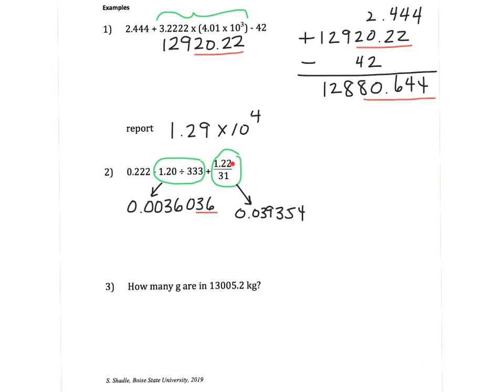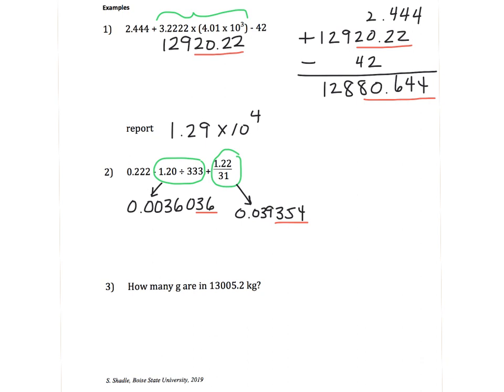Here I've got 3 sig figs divided by 2 sig figs. So that means my result can only have 2 sig figs. Remember that the zeros out in front are not significant, so my first 2 sig figs are the 3 and the 9, and then the rest of them will be insignificant.